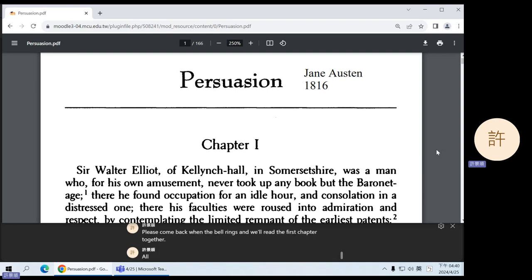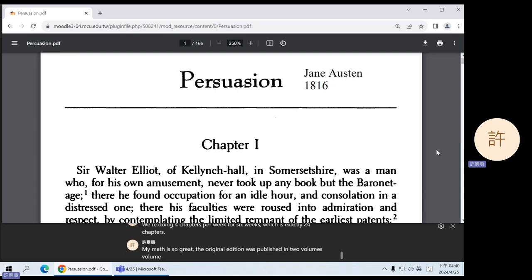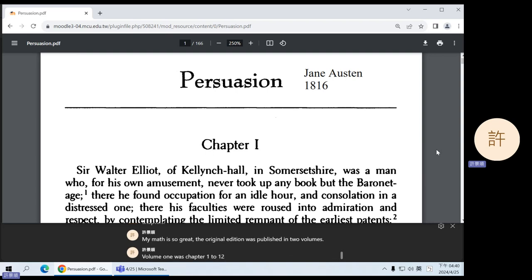All right, let's take a look at this book. Persuasion has 24 chapters. We're doing 4 chapters per week for 6 weeks, which is exactly 24 chapters. My math is so great. The original edition was published in 2 volumes. Volume 1 was chapter 1 to 12, and then volume 2 was chapter 13 to 24.